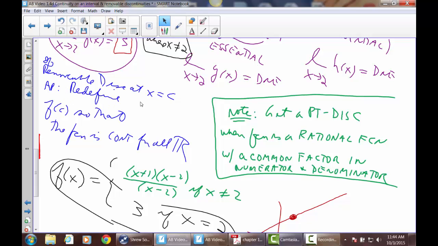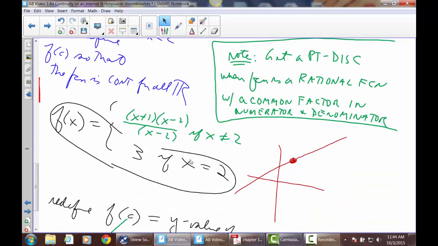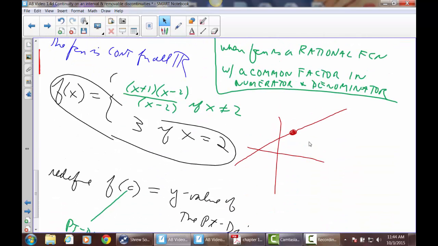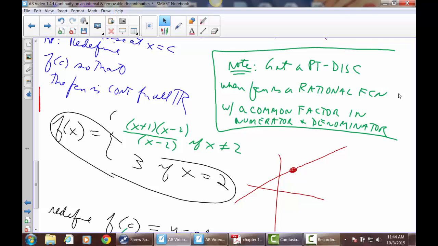So to remove it, you redefine f of c so that the function is continuous for all real numbers. As I said, to fill in that dot, you would let it equal the original function if x doesn't equal 2. And when x does equal 2, you would say, you know what, I'm going to let f of x equal 3. Okay? So again, a reminder, you get a point discontinuity when the function is a rational function.